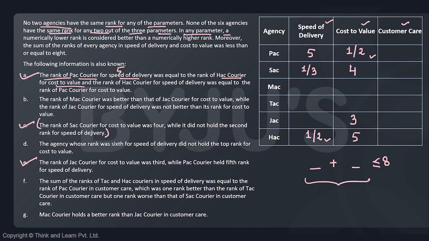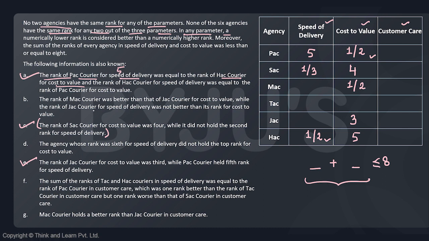Come to B. The rank of Mac Courier was better than Jack for cost to value. Better than Jack means better than 3. If Mac Courier has got a rank which is better than 3, so can I say this rank would also be either 1 or 2? This rank would be either 1 or 2. I hope you have got my point.